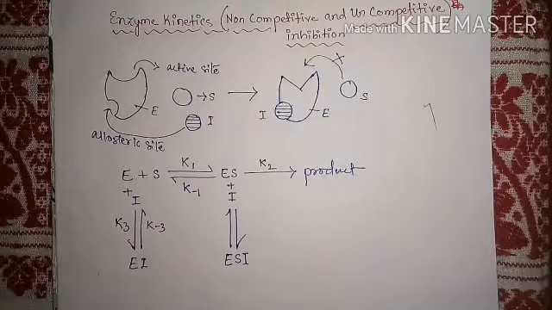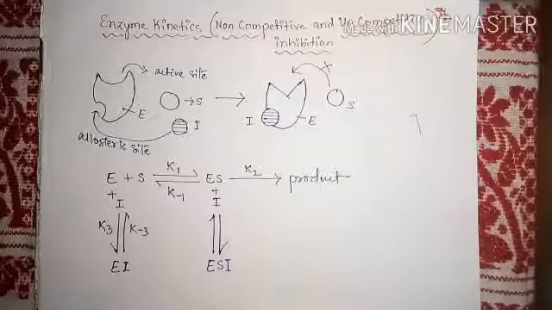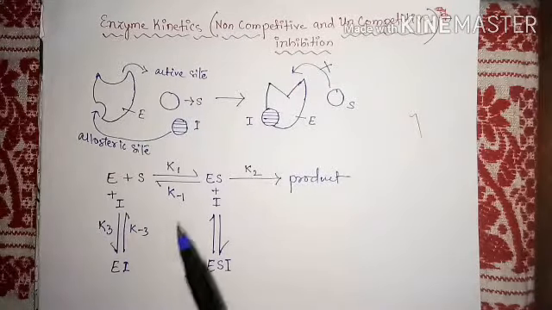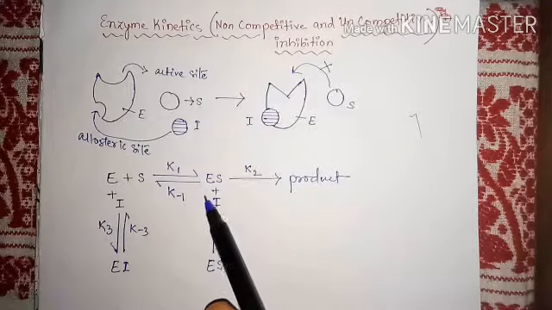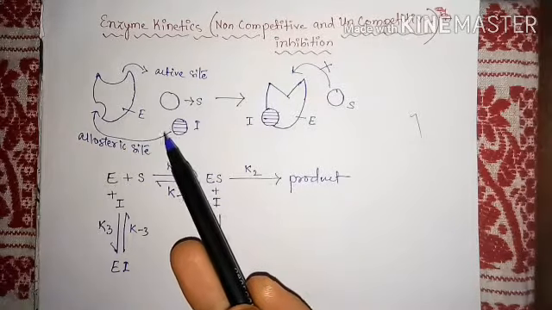And in competitive inhibition, if we want to increase the binding of the substrate in the active site of the enzyme, then what we need to do is just increase the concentration of the substrate. But in case of non-competitive inhibition, even if we increase the concentration of the substrate, there will be no effect, because the inhibitor is not in direct competition with the substrate.